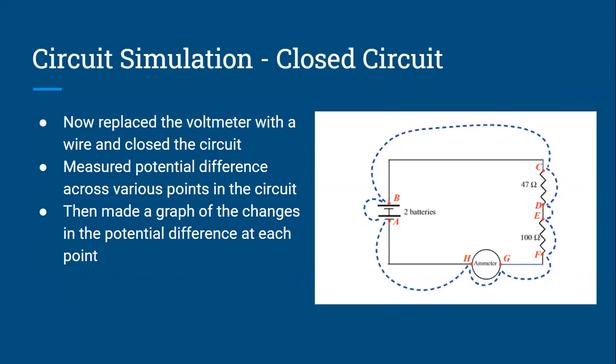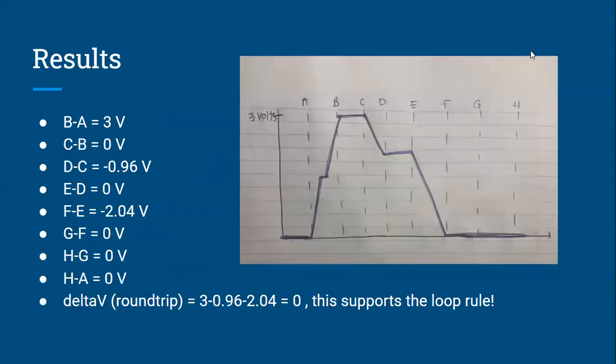So we measured the potential differences across various points on the circuit, and then we made a graph of the changes in the potential difference at each of these points. So here was the result of this, and here you can see my graph on the right. We can see that the delta V round trip was 0, which exactly supports the loop rule. So you can see it was positive across the battery and then negative across the resistors.